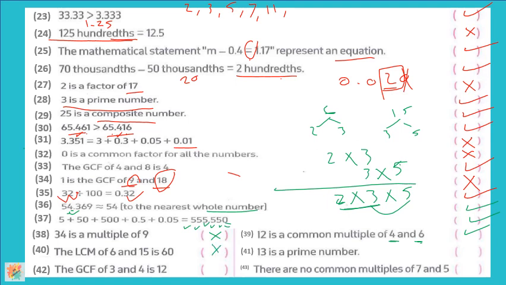No يا مستر, it's wrong. أصغر واحدة المفروض تبقى 30 not 60. 13 is a prime number. Yes, it's right. The greatest common factor of 3 and 4 is 12. No, it's wrong. ما تنفعش. ممكن لو قلنا least common multiple تمشي، لكن greatest common factor no.